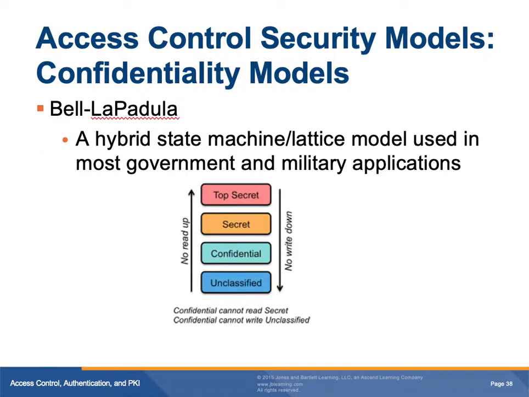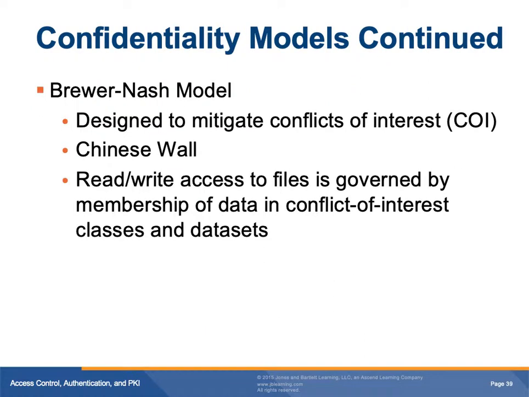Access control, the model, if you will, and that is the top secret, confidential, and unclassified. We mentioned this before in an earlier lesson, so review this in the course. Confidentiality models include the Brewer-Nash model. That's designed to mitigate conflicts of interest. It's the Chinese wall. Read-write access to files is governed by membership of data in conflict of interest, both classes and data sets.